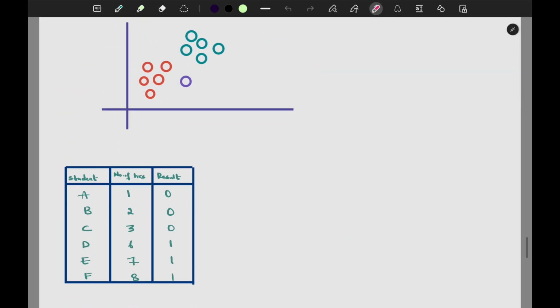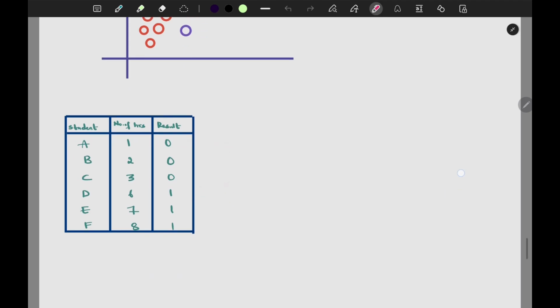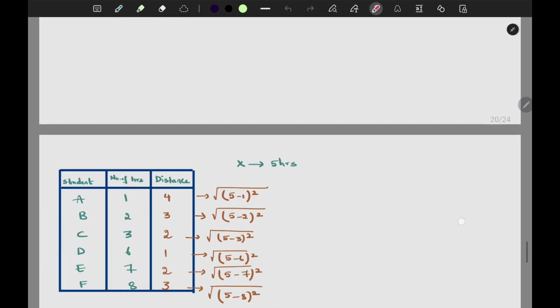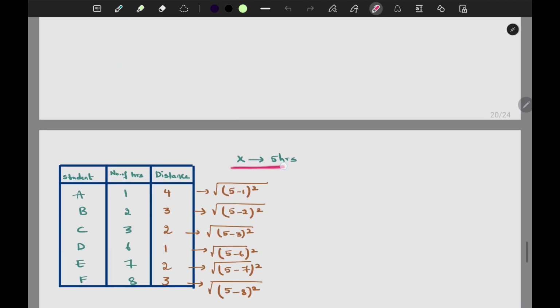Here I considered 6 students, A, B, C, D, E, F. A is studying for 1 hour, B is studying for 2 hours, and C is studying for 3 hours, D is studying for 6, E is studying for 7 hours, and F is studying for 8 hours. I have classified the result as 0 or 1, where 0 is fail, and 1 is pass. Now we want to know what if a person is studying for 5 hours. So what could be the result based on my K nearest neighbors?